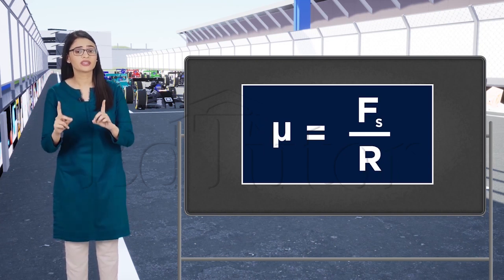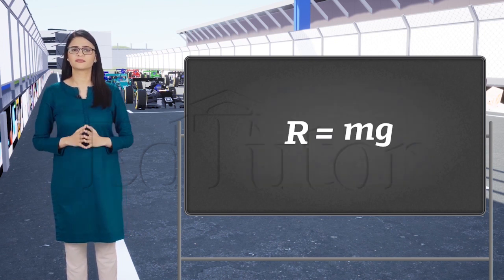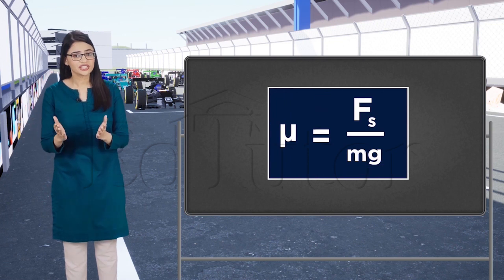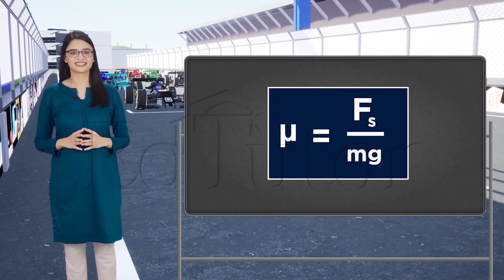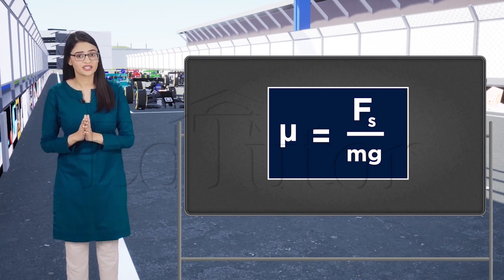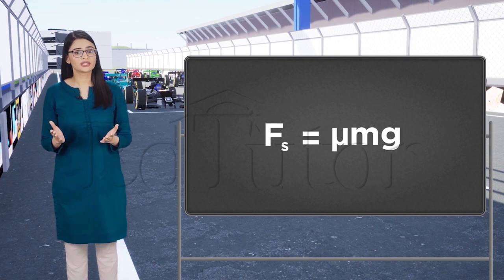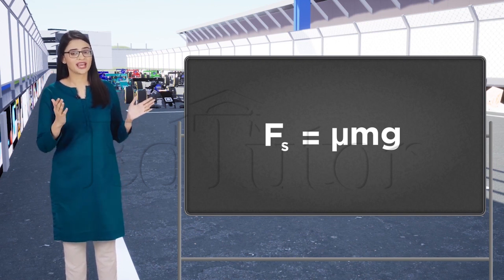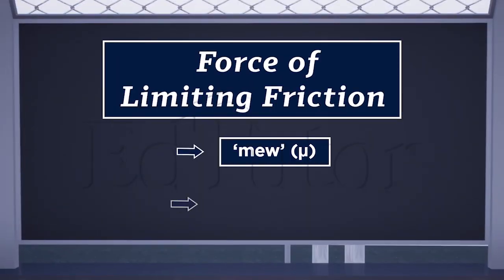And you know that when the object is at rest, R is equal to mg. So, the coefficient of friction becomes Fs over mg. If we rearrange the equation, the force of limiting friction becomes equal to mu times m times g. So, the force of limiting friction depends on two things: the coefficient of friction and the weight of the object.